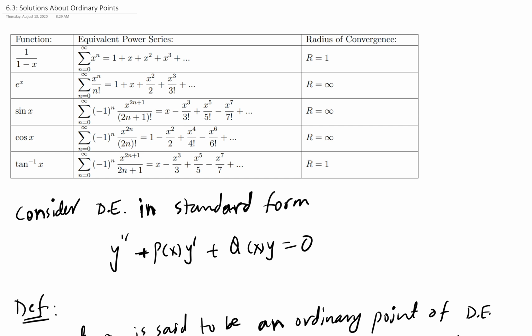6.3 solutions about ordinary points. The first thing I have, this table here, is one that we use all the time.